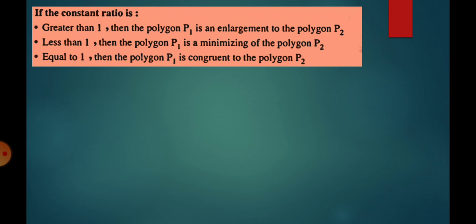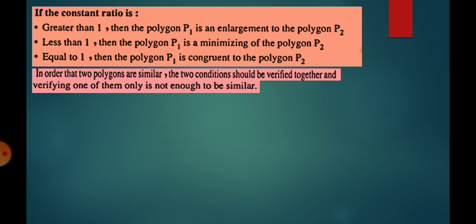The constant is the ratio between corresponding sides, which means the scale factor. Number one, if the ratio is greater than 1, then the first polygon is an enlargement of the second polygon. Number two, if the ratio is less than 1, then the first polygon is a minimization of the second polygon. Number three, if the ratio equals 1, then the two polygons are congruent. These are the three cases.